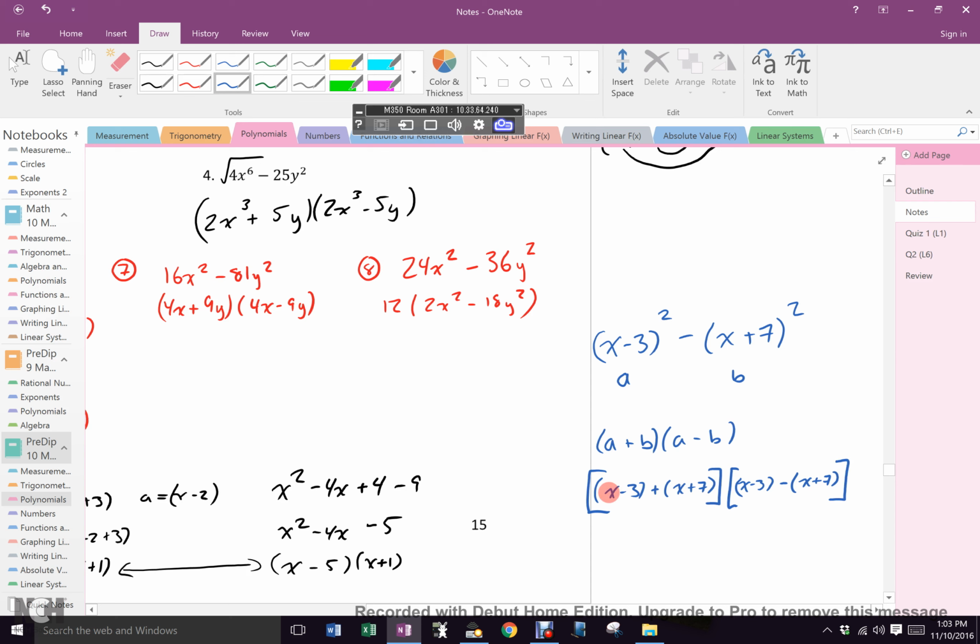Yep. What's x plus x? 2x. What's negative 3 plus 7? 4. What's x minus x? Nothing. What's negative 3 minus 7? Negative 10. And now I just factored the hardest thing that you will ever see to factor, I think, in all of high school.